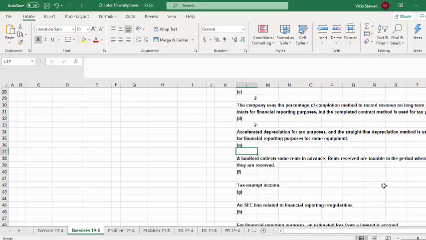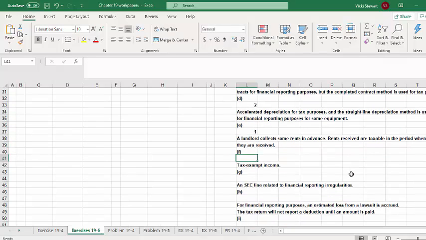The E part states a landlord collects some rents in advance. Rents received are taxable in the period when they are received. So in this case, the rents are going to be taxable on the tax return before they're going to be on the financial statement. So this is going to result in less taxes in the future. So that is a deferred tax asset.